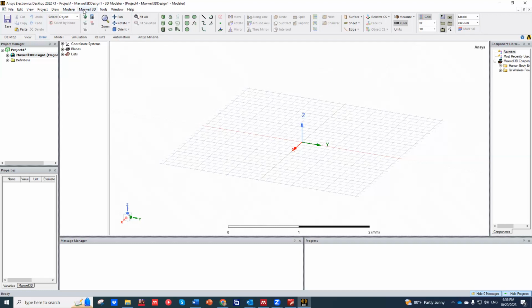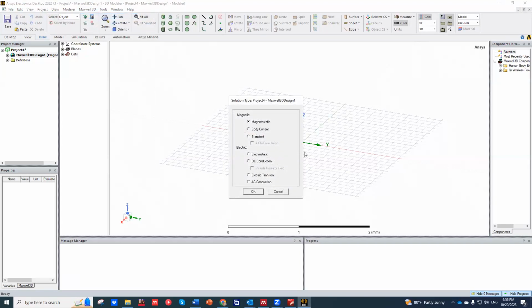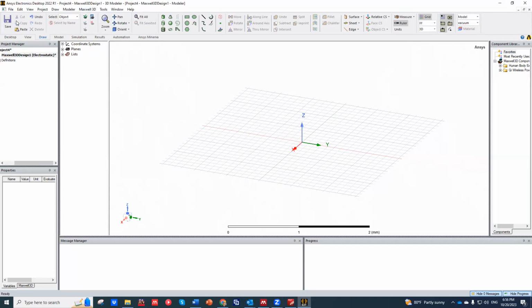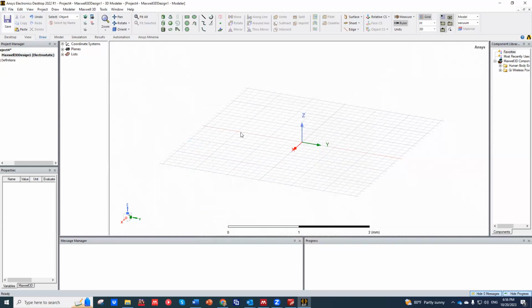So the first thing we do is select the solution type. We go to Maxwell 3D, click the solution type, and for now we need electrostatic. There are seven different solvers or solution types. We choose the electrostatic one. Okay, so electrostatic, save the project somewhere.